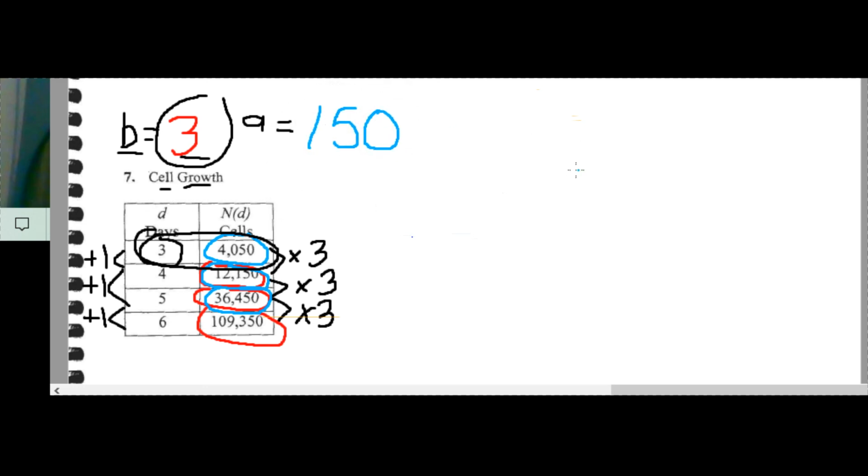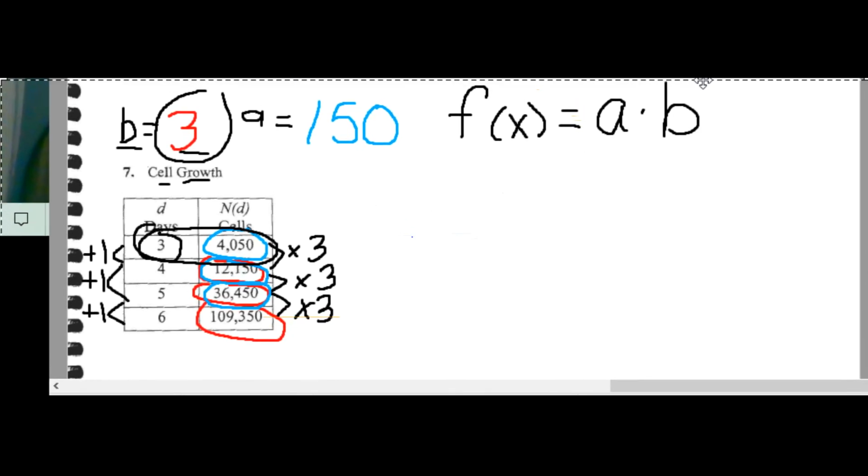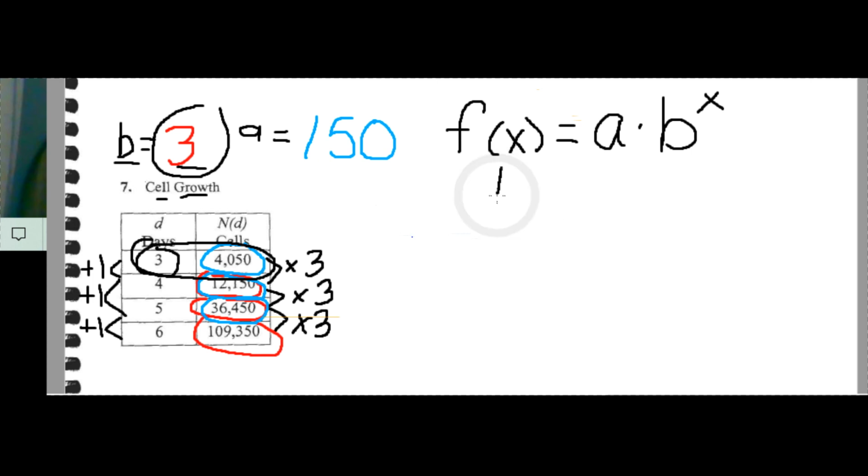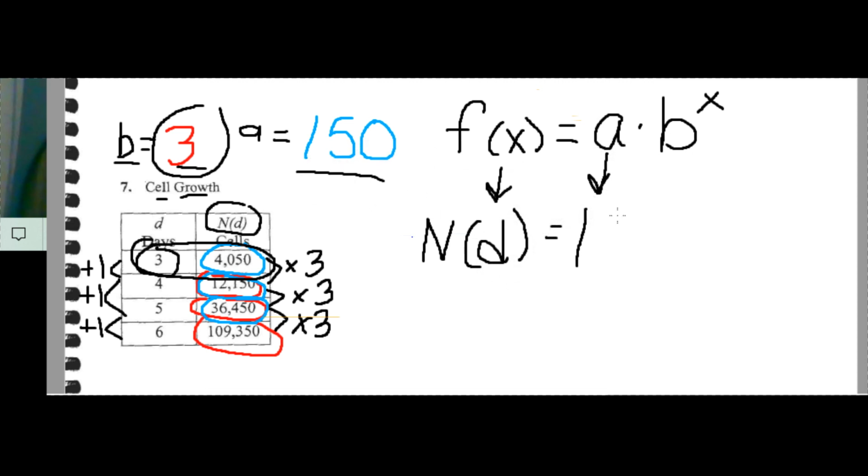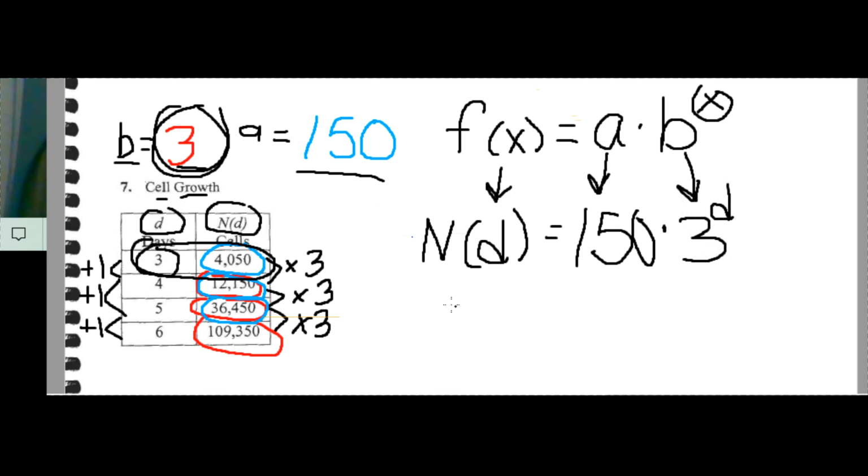So now I can indeed write my exponential equation. Again, I always start with the general form of the equation: f of x equals a times b to the x, and then I fill in for my specific situation. Here, we're not dealing with f of x. We're dealing with the variable n of d, which is the number of cells after d days, is equal to, what's my a, my initial value? 150. I started with 150 cells, times b, my constant multiplier, which is 3. And now we're not raising it to the x power, because our variable is called d, the number of days that have gone by since we started this experiment. And there is my equation.